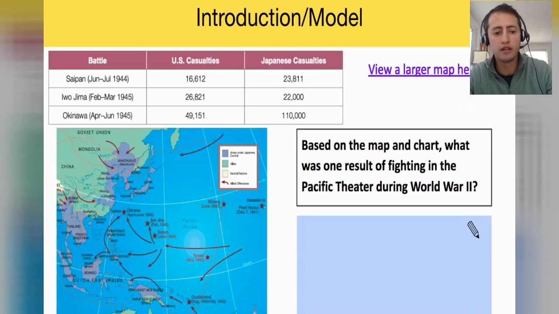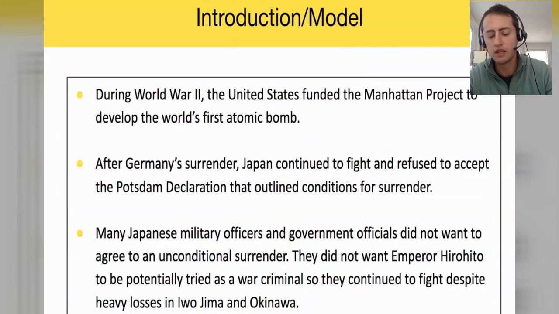So for the introduction model here, you've got a chart showing casualties and a map showing battles in the Pacific Theater. Check out my student-facing video that includes this section in it, to see some discussion points and some key details. And also check out the next video in the series where I'll talk a little bit more about it. A little bit more context is given to students on this slide, just about the Manhattan Project and the Potsdam Declaration, and also the idea of unconditional surrender, which are key ideas in this content.